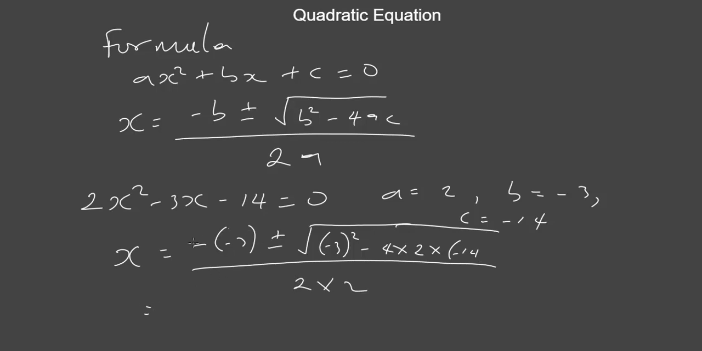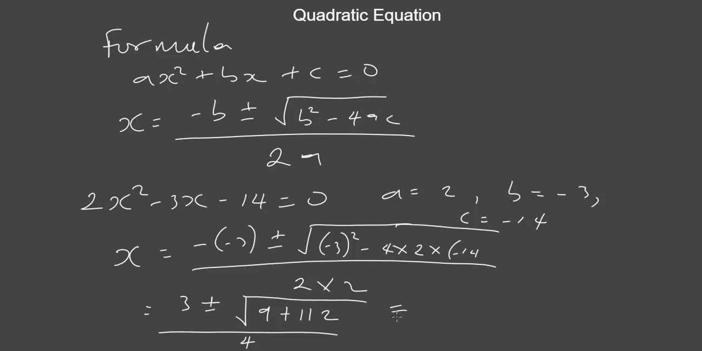So let's simplify. So minus times minus will give you 3. That's plus minus the square root of this will give you 9. Then minus 4 times 2 times minus 14. So first, what is 4 times 2? That will give you 8. Then minus 8 times minus 14. That will give you plus 112. And everything divided by 4.